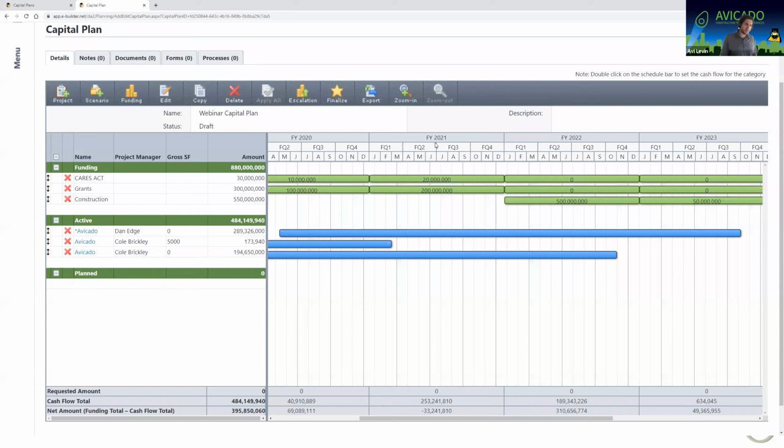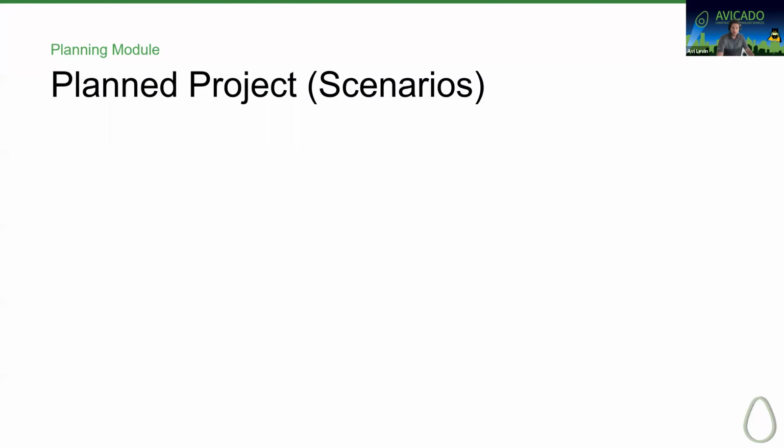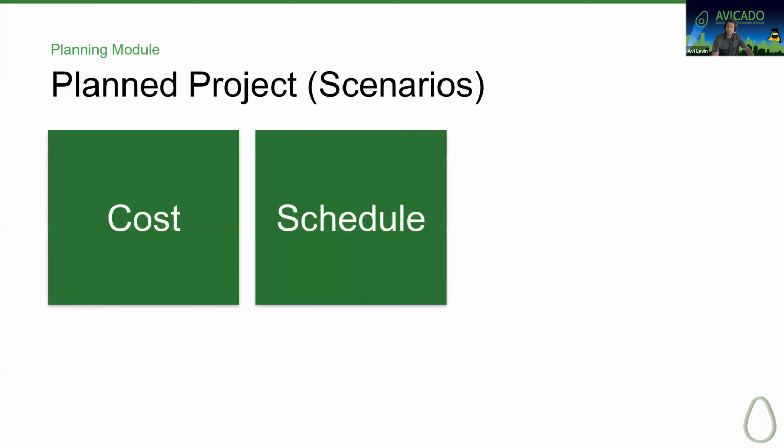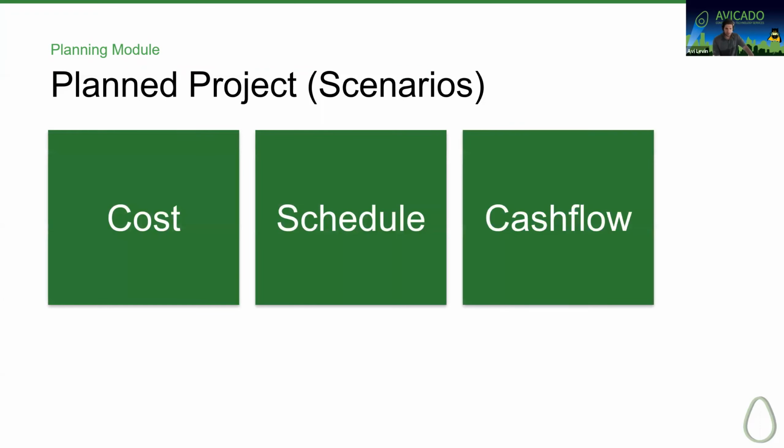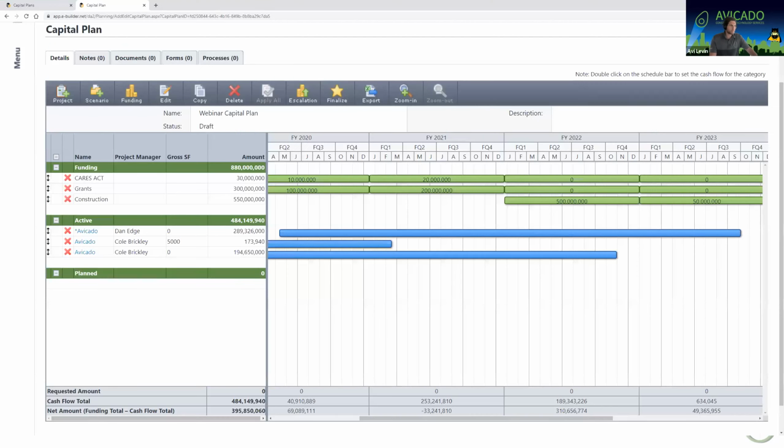But the planned projects adds a completely new component to this. So going back to my slide deck, planned project scenarios, there are 3 components to planned project scenarios. And if you can't guess what they are, I'll tell you, they're cost, schedule, and cash flow. Just like every area in planning, it all ties back to cost, schedule, and cash flow. So let's go look at the planned project area. And I'm just going to jump to a completed capital plan here to show you what the end result looks like before we build one from scratch.